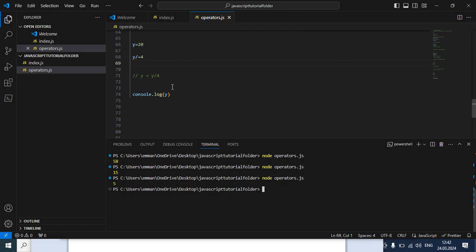So this is what we have looked at, assignment operators in JavaScript, and there are still some more. So in the next video we'll look at other assignment operators.